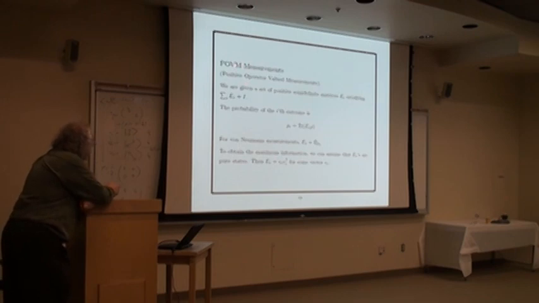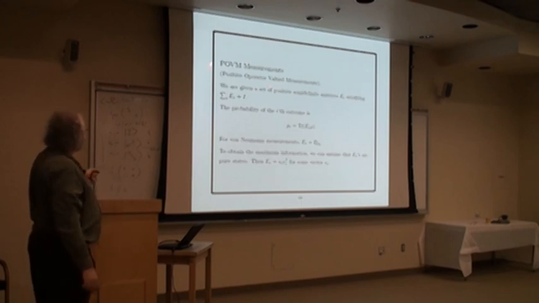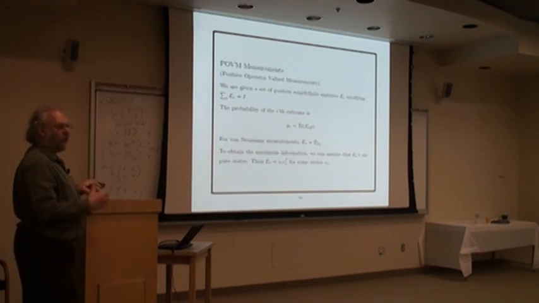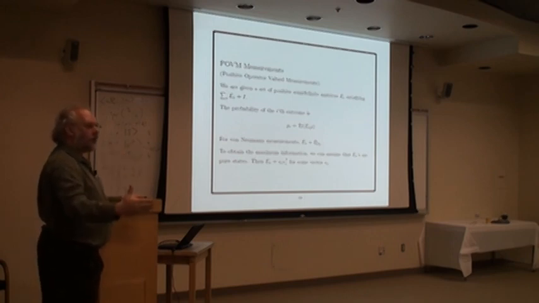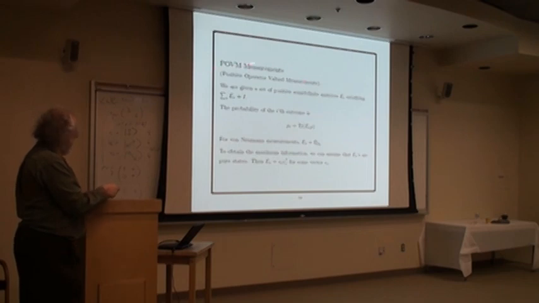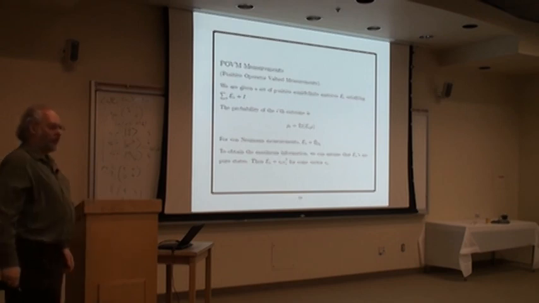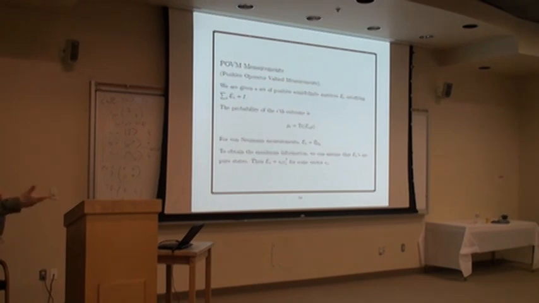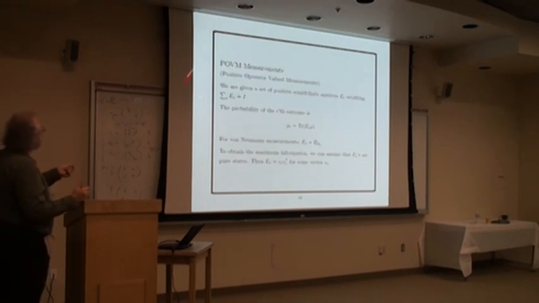Given that you can make von Neumann measurements, how can you show you can make POVM measurements? Well, the way you do it is you can show that any POVM measurement can be realized by taking the quantum system, adding an auxiliary quantum system starting in some fixed state, and then making a von Neumann measurement on the combined quantum system. So if you can do von Neumann measurements, and you can also add a quantum system in a fixed state to the original quantum system, then you can do arbitrary POVM measurements. So physically, if you can do von Neumann measurements, you can do POVM.